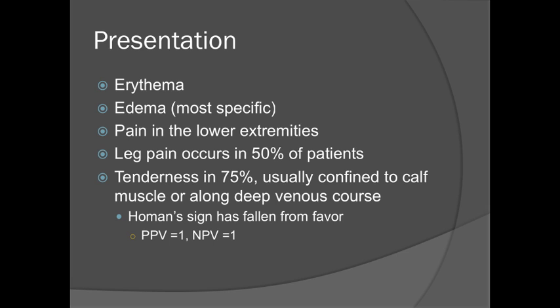One other thing to say here is that these patients can present with usually unilateral symptoms, but sometimes they can have bilateral presentation if the clot that is formed is high enough up within the deep venous system, such as in the pelvic vessels or in the inferior vena cava.